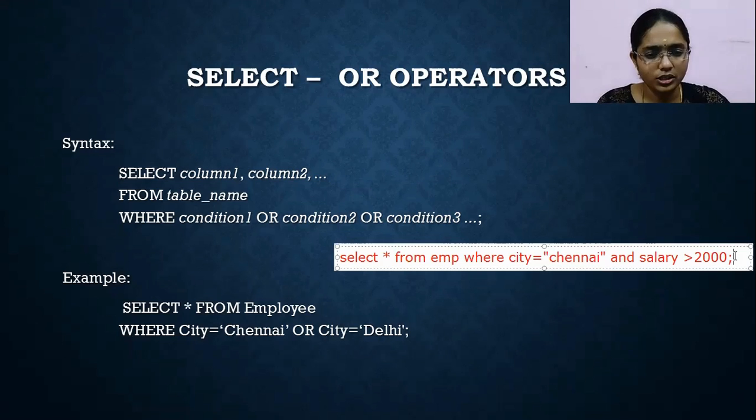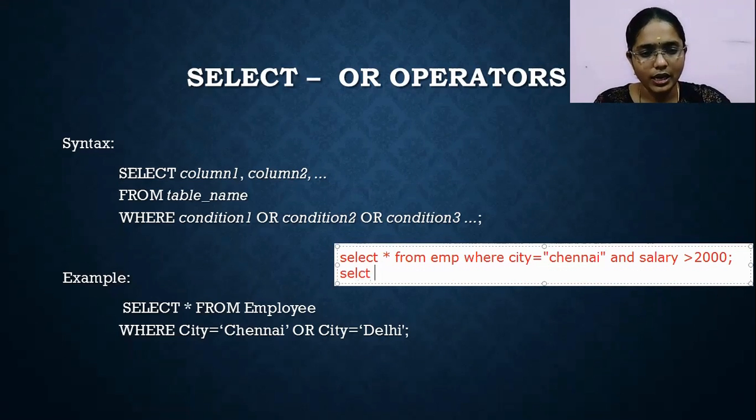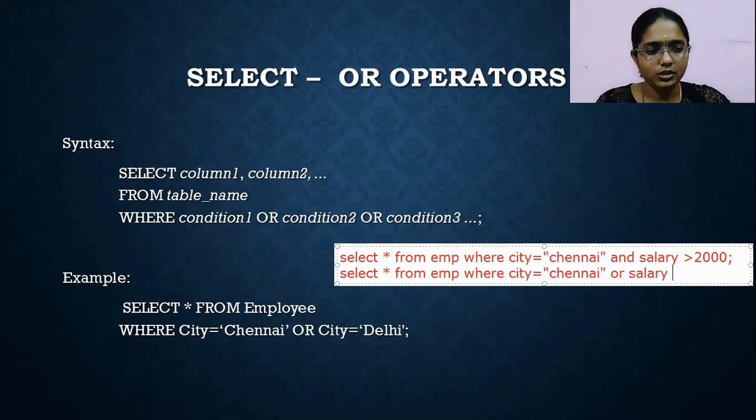If the same query is given in this way, SELECT * FROM employee WHERE city is Chennai OR salary is greater than 20,000. So what happens here? What is the difference between these queries? The first one I have mentioned is the AND operator and the second one is the OR operator.